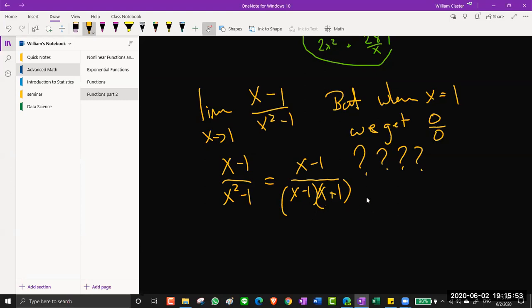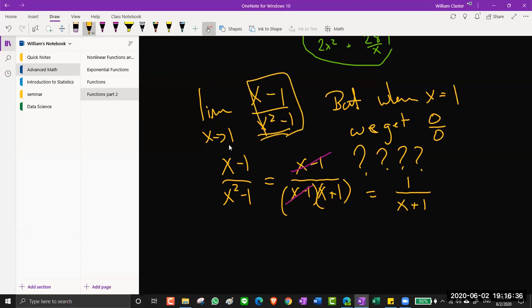Now it's starting to look kind of strange. Wait a second. What can we do now? We can divide by x minus 1, right? Yes. And then what do we get? 1 divided by x plus 1. Right? Yes.